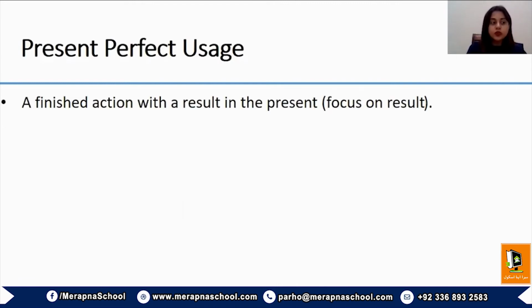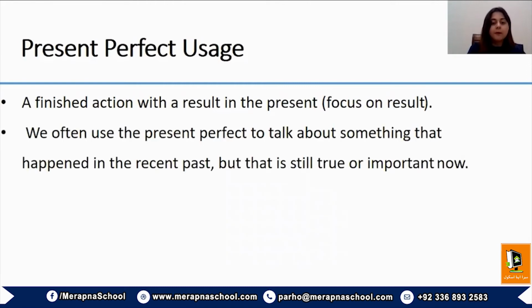Now, the third usage of present perfect tense is that we also use present perfect tense to refer to an action that has been completed in the past, but the result is still evident in the present. The action has happened, but we can still see the result of that action in our present. We also use present perfect to talk about something that happened in the past, but it's still true or it holds importance right now as well.